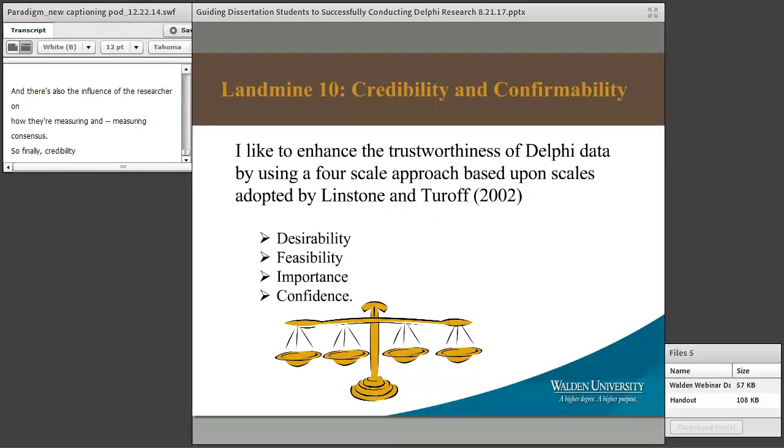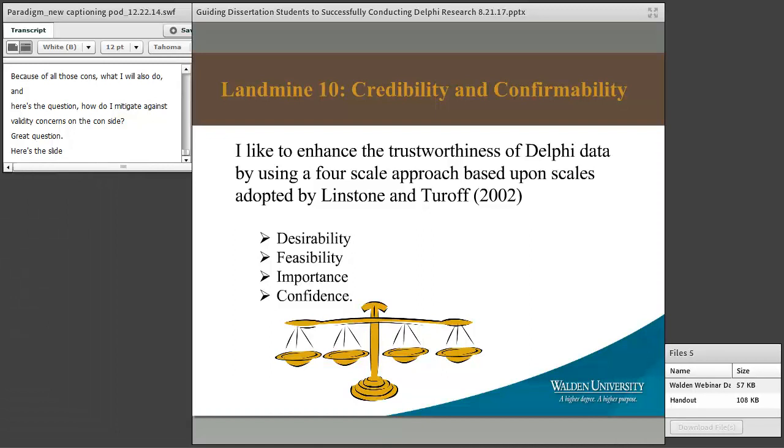Because of all of those cons, here's the question: how do I mitigate against validity concerns on the con side? Great question. Here's the slide. One of the things I will do is, in addition to desirability and feasibility, I will introduce 2 more scales in the 3rd round of the study, and then the final results of the study. I call these the importance and the confidence scales. They're all based upon the work of Linstone and Turoff, which I'm going to give you the reference to in a minute.